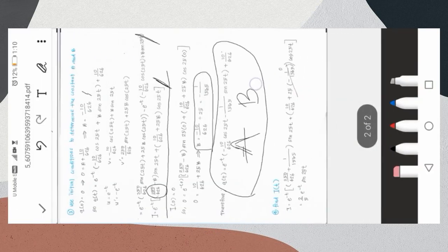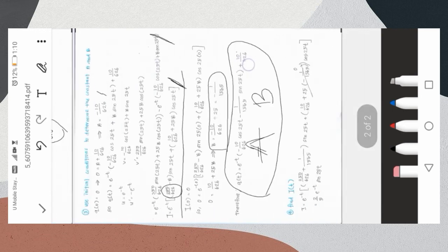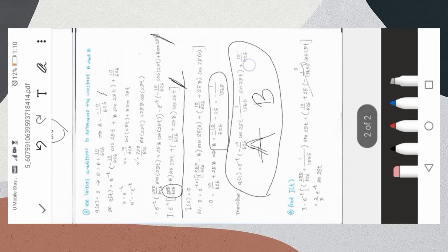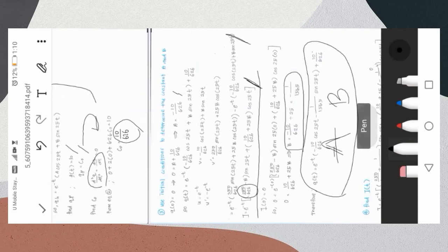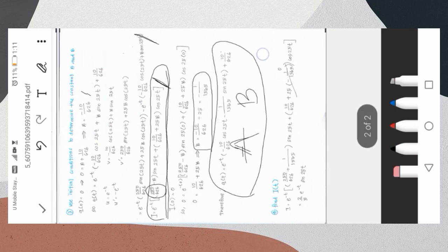So now we have to find i. i equals, we use this equation, and replace b with negative 1 over 1565, and we can get the answer, which is 2 over 5 e to the power of negative t sin 25t. Thank you.